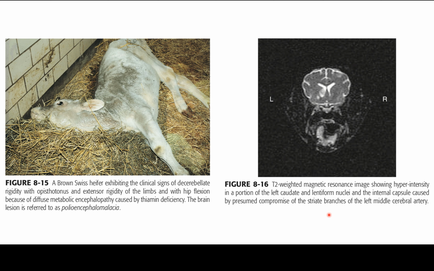See figure 8-16 that shows an MR image of a 12-year-old male miniature pinscher who experienced a sudden onset of compulsive circling to the left of 2 days duration. The neurologic examination was normal. The MR image shows a localized hyperintensity in the left caudate and lentiform nuclei and adjacent internal capsule that was interpreted as an ischemic infarction. This area is in the distribution of the striate branches of the left middle cerebral artery.